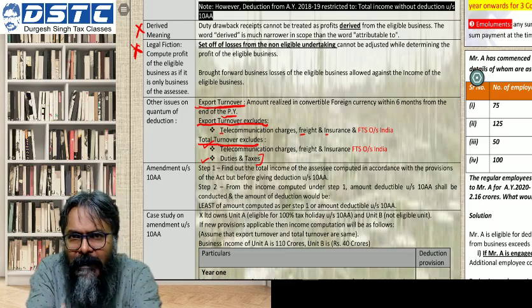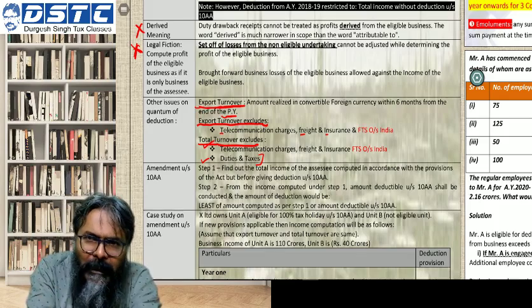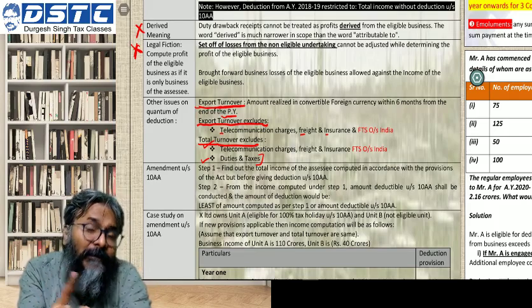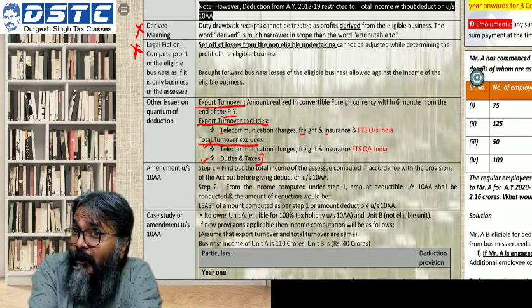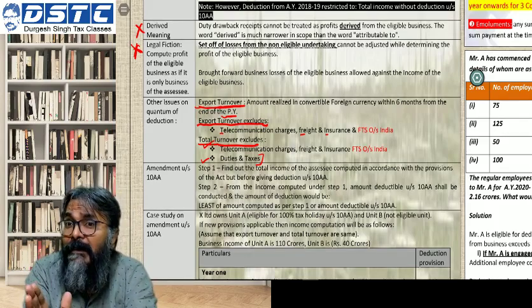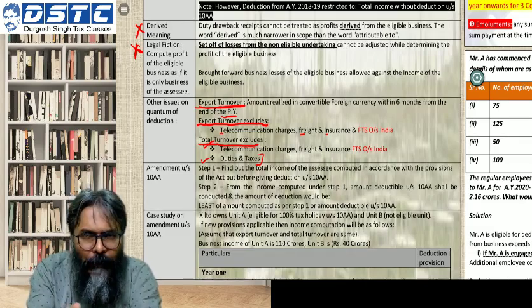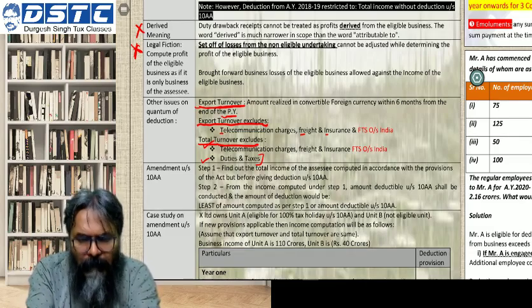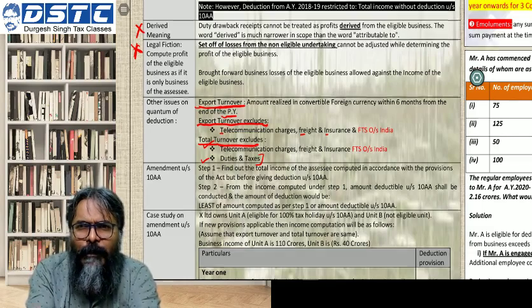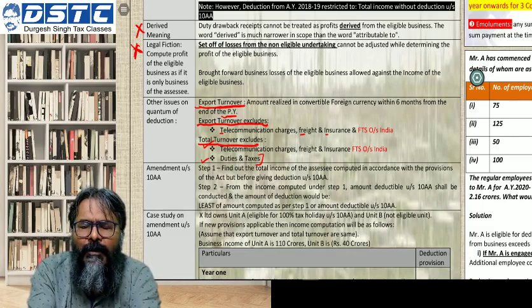And, sir, what about the duties and taxes? Will it be there in the numerator, because it is to be excluded in the denominator? The answer is no. When you do the export, students, be careful. There are no duties and taxes when you do the export.